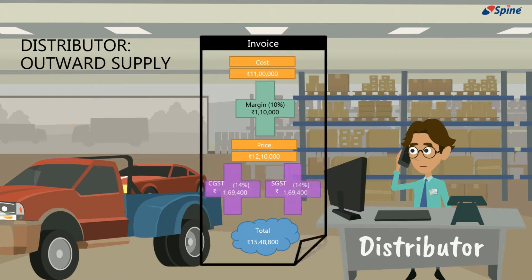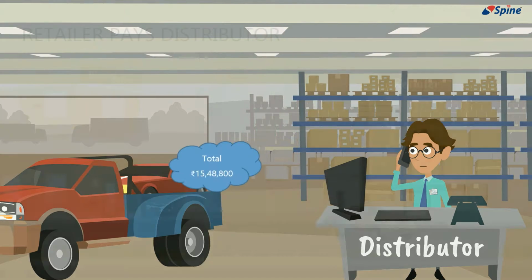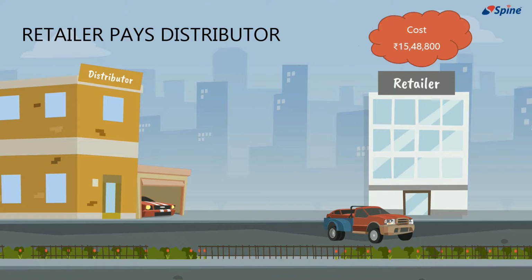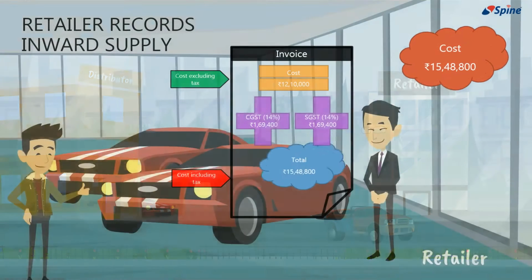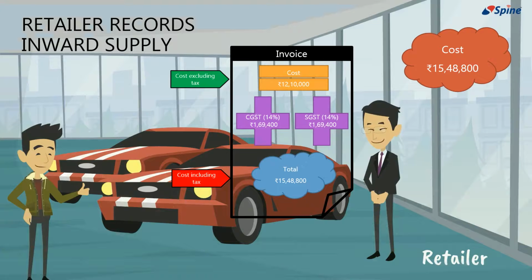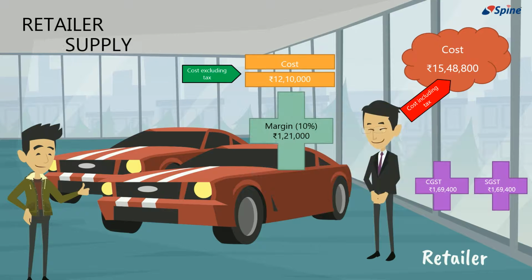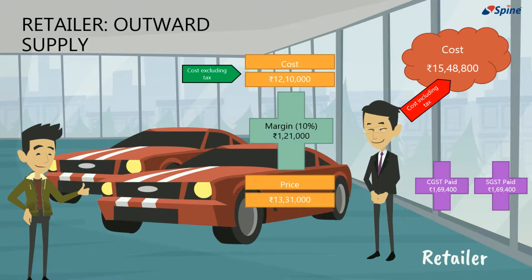Next, this invoice is sent from the distributor to the retailer. The selling price of the distributor becomes the cost price of the retailer. Similar to the previous case, the cost price breaks into 3 parts: cost excluding tax, the tax, and the cost including tax. Leaving the tax component aside, the retailer would add a margin of 10%. This would make the price 13,31,000.